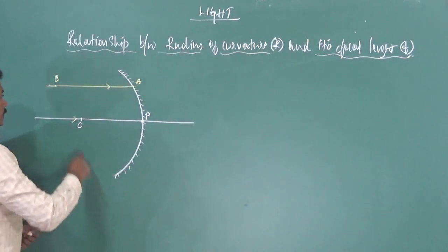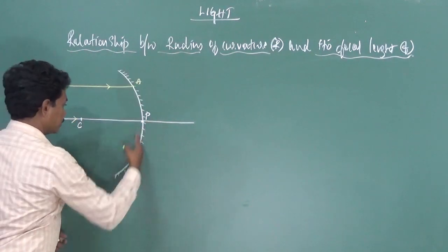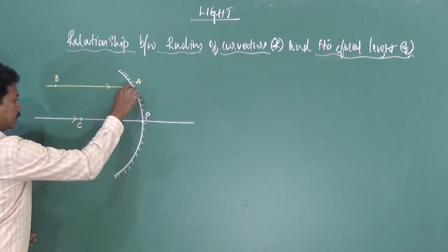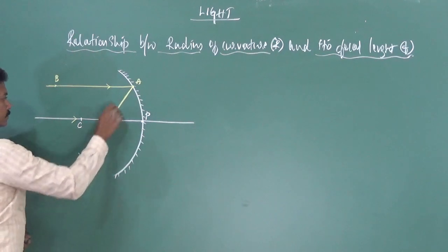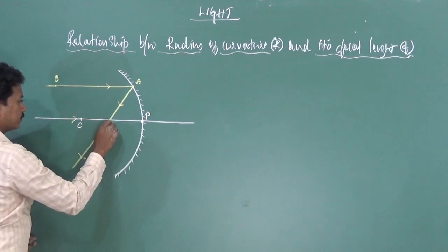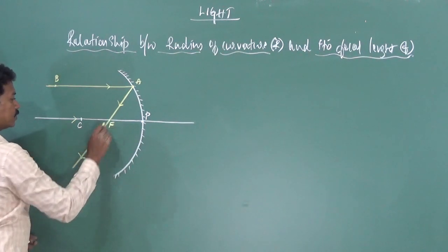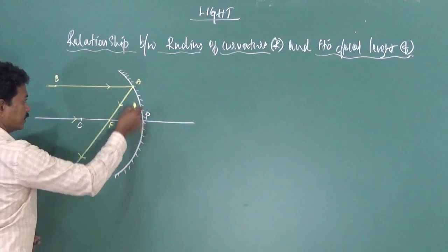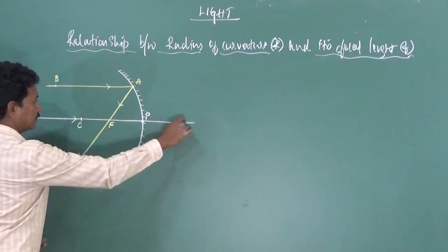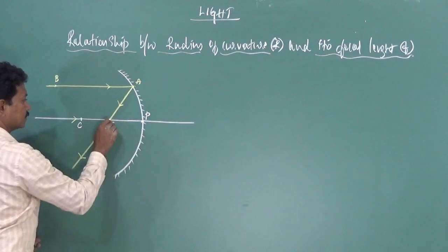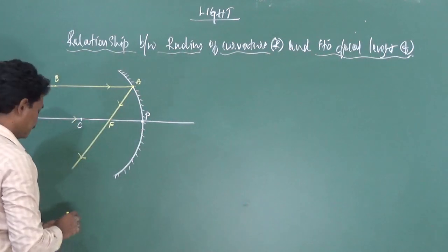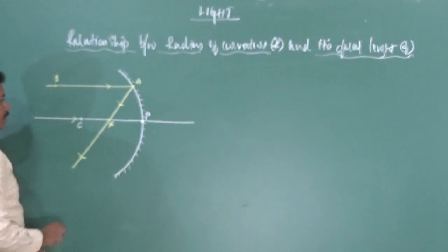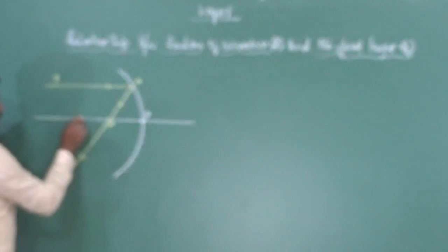Now, this particular light ray, after reflection from the mirror, 100% passes through the principal focus, that is F. The point at which the light ray after reflection meets the principal axis is called the principal focus, represented by F. That's very important.